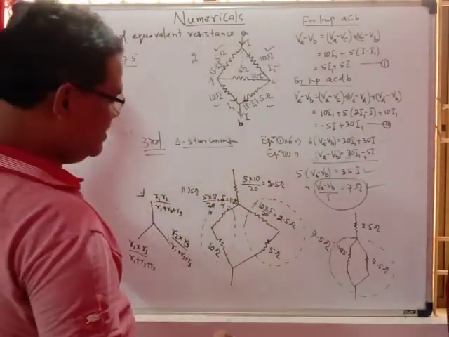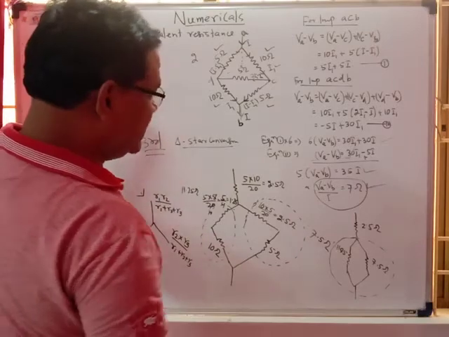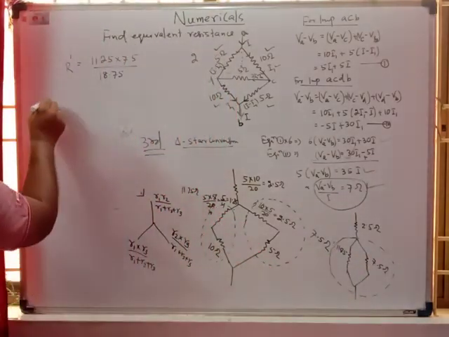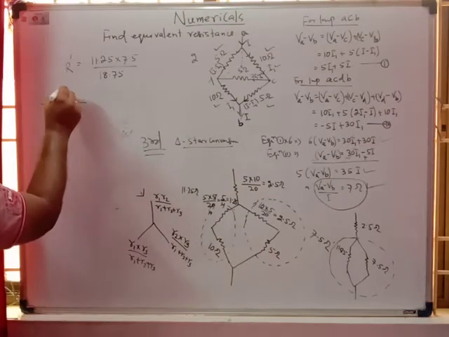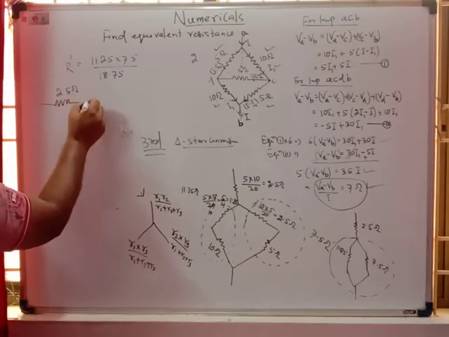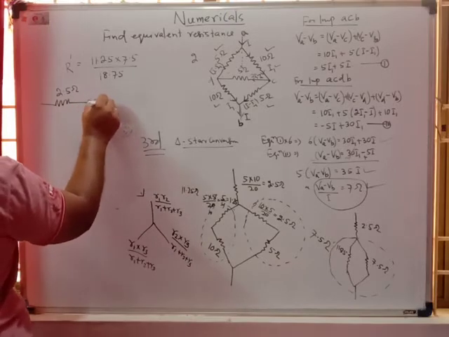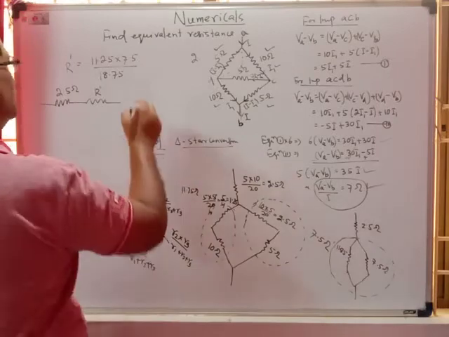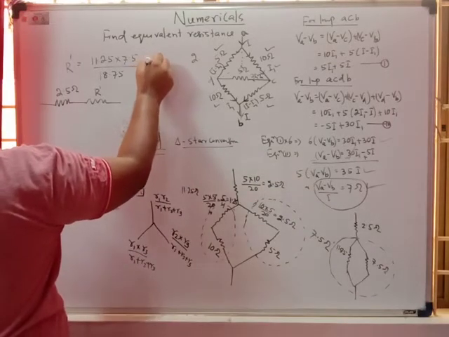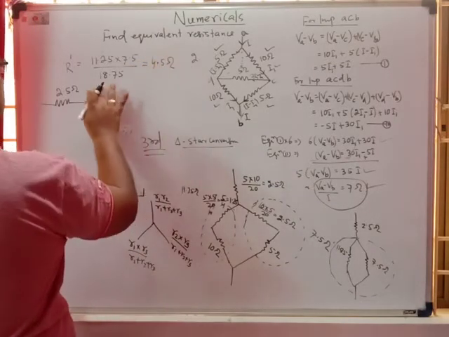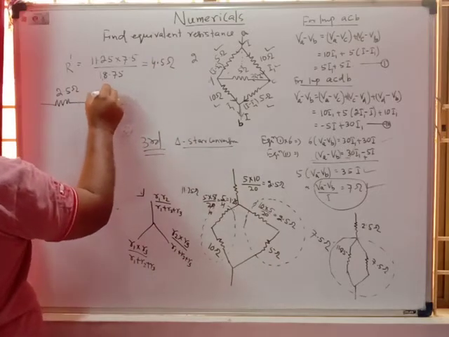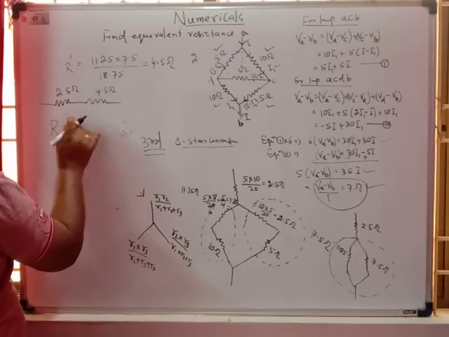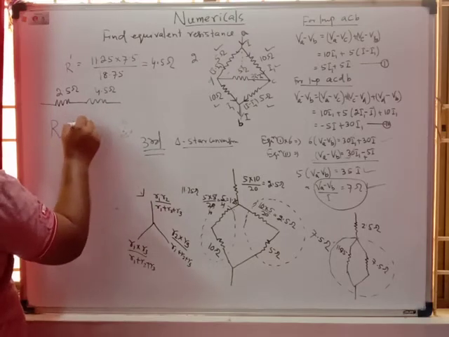This value is the total equivalent of these two in parallel grouping, and the net is the 2.5 ohm and this R dash. So what is the value of R dash? If you calculate, this will be equal to 4.5 ohm. So the net equivalent resistance is 2.5 plus 4.5, that is equal to 7 ohm.